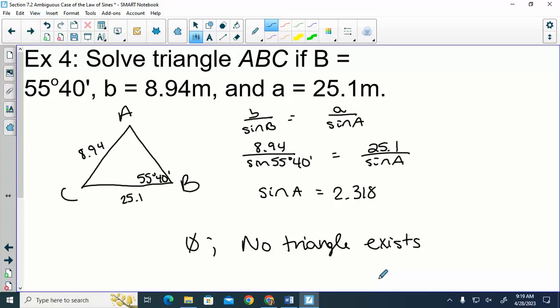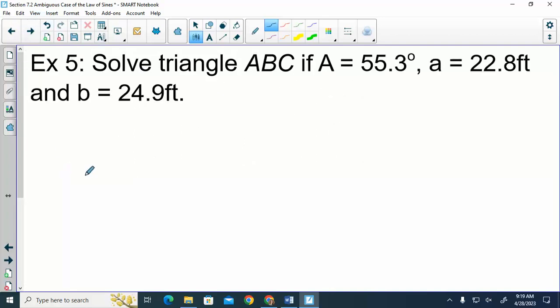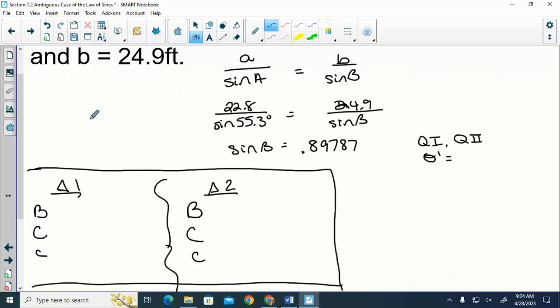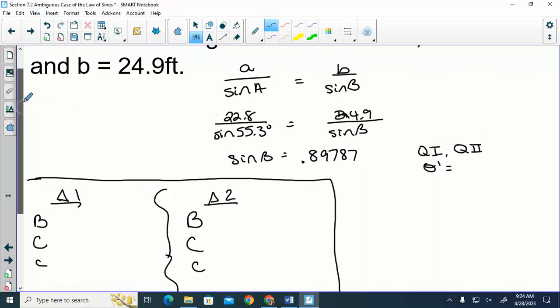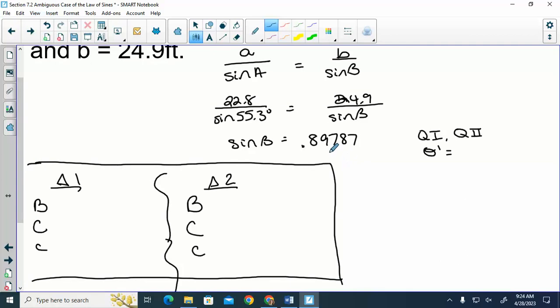Alright. Let's try another one. Did you guys get sine B equals 0.89787? So we know there is a triangle. You did your inverse, you get 63.9 degrees. So in quadrant 1, that would be angle B. And quadrant 2, 180 minus 63.9, 116.1.